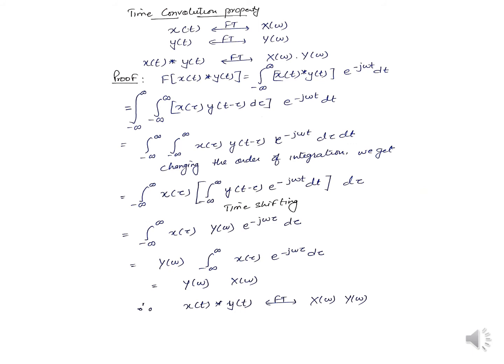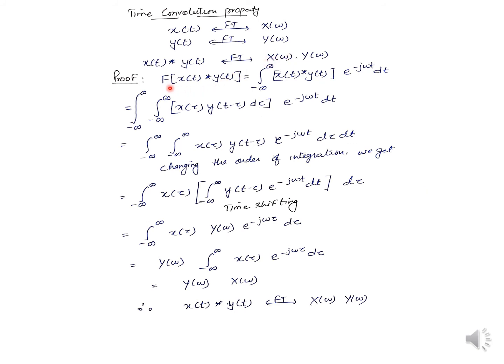Time convolution property. The statement of this property is, if you have two functions x(t) and y(t), whose Fourier transforms are respectively capital X(omega) and capital Y(omega), then the Fourier transform of the convolution of x(t) and y(t) will be capital X(omega) into capital Y(omega). Or you can say convolution in the time domain is equivalent to multiplication in the frequency domain. Omega is the frequency domain.